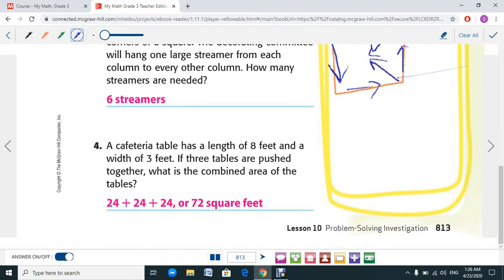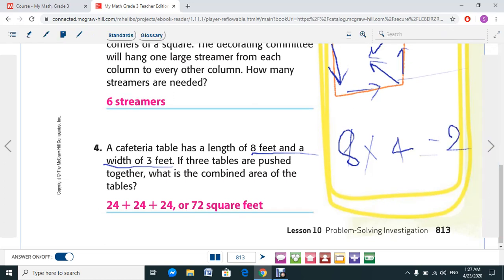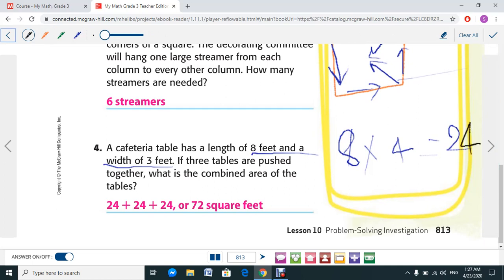Okay. A cafeteria table has a length of 8 feet and a width of 3 feet. If 3 tables are pushed together, what is the combined area of the tables? We have to find the area of one of them. So 8 multiply 3 equals 24. Okay, again. Okay, equals 24. So we will add 24 for each table. 24 plus 24 plus 24 is 72.